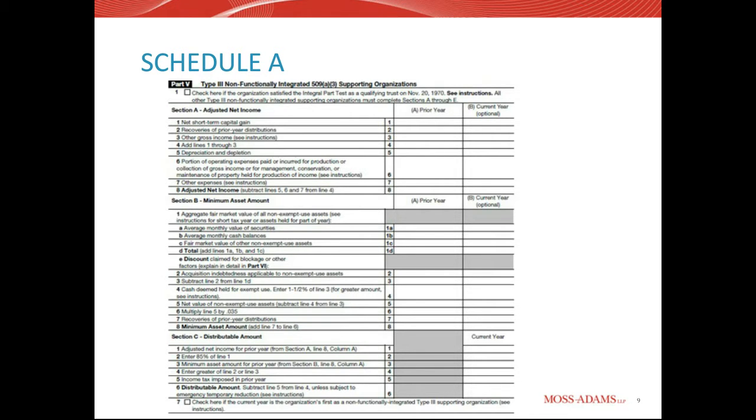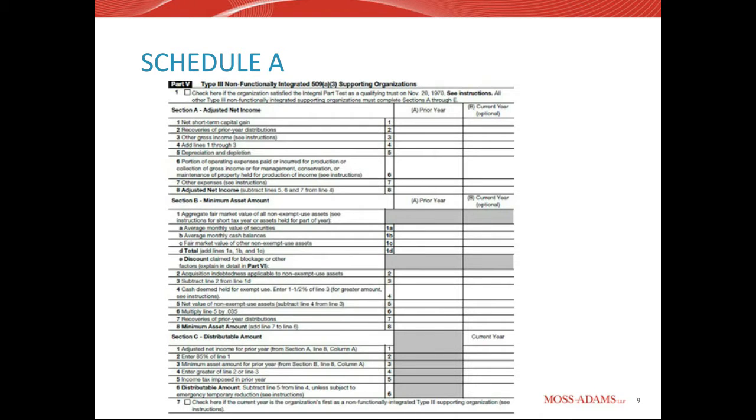And these are not new requirements for non-functionally integrated supporting organizations, but this is the first time that the IRS is actually requesting a calculation of the distribution payouts to ensure the supporting organization is meeting the integral part test by fulfilling the distribution requirement. If you're a non-functionally integrated supporting organization and haven't been performing these tests on an annual basis, the Form 990 is now going to ask you to make sure that you are doing this annually.